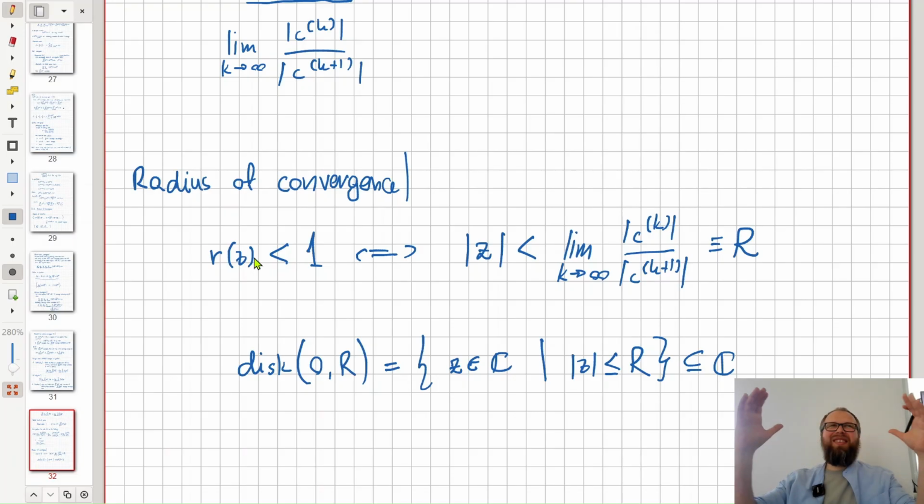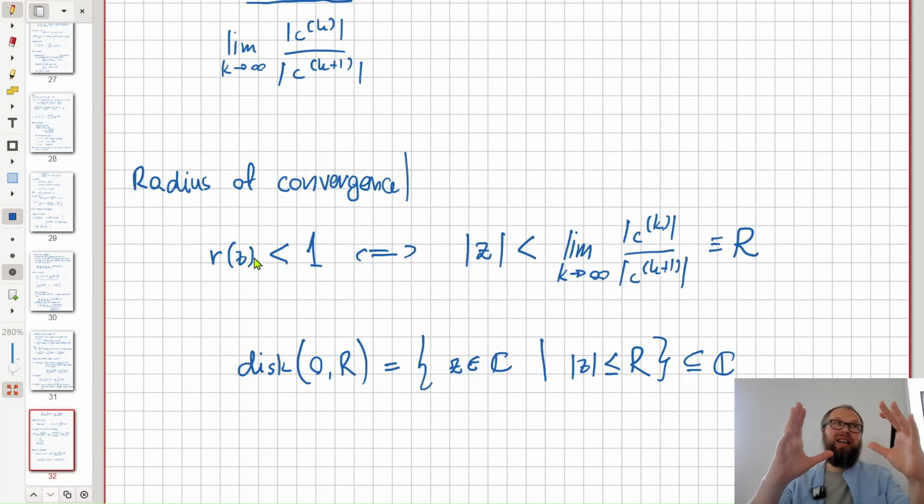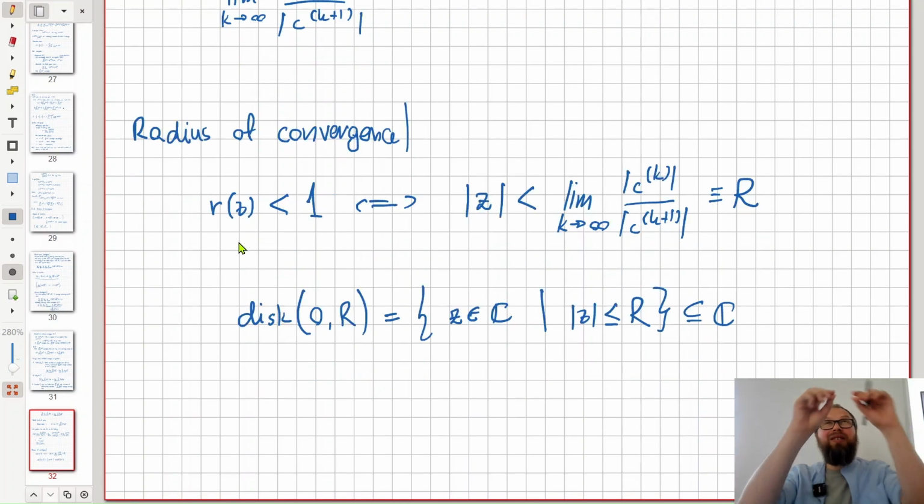Inside this disk, everything is absolute convergence. So we know that inside this disk, the power series is absolutely convergent, so it's very nice. We don't know what happens on the boundary, and beyond it diverges, right? But there is more we can say. Although we don't know what's happening on the boundaries, we know that the series is also uniformly convergent inside its domain, inside this radius of convergence.